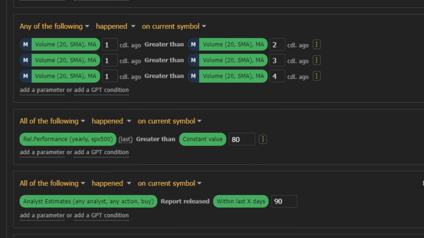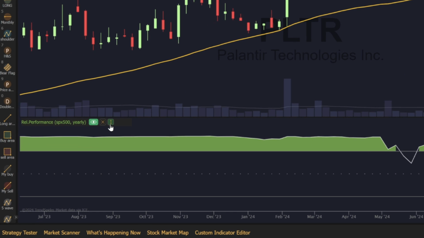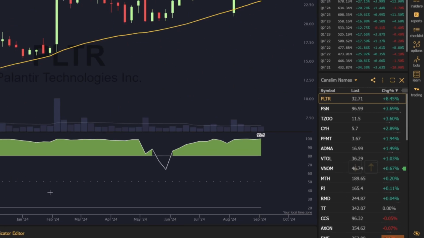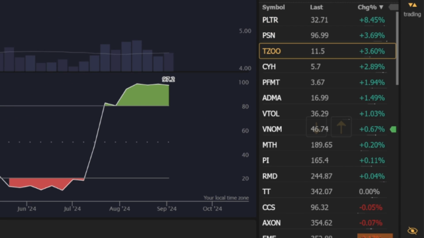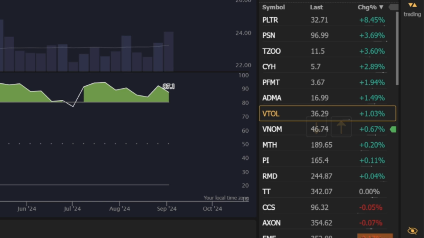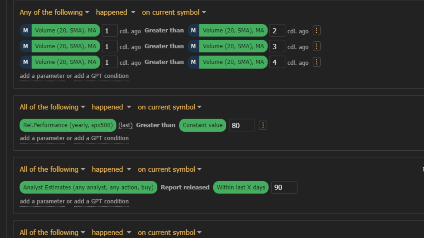Next up is L, which stands for leaders and laggards. This factor emphasizes investing in market leaders or stocks that are outperforming the overall market. We measured this using TrendSpider's relative performance tool, which compares the price performance of an asset relative to all names within the S&P 500. Specifically, we require that relative performance be greater than 80, meaning the name is currently outperforming at least 80% of S&P 500 constituents.